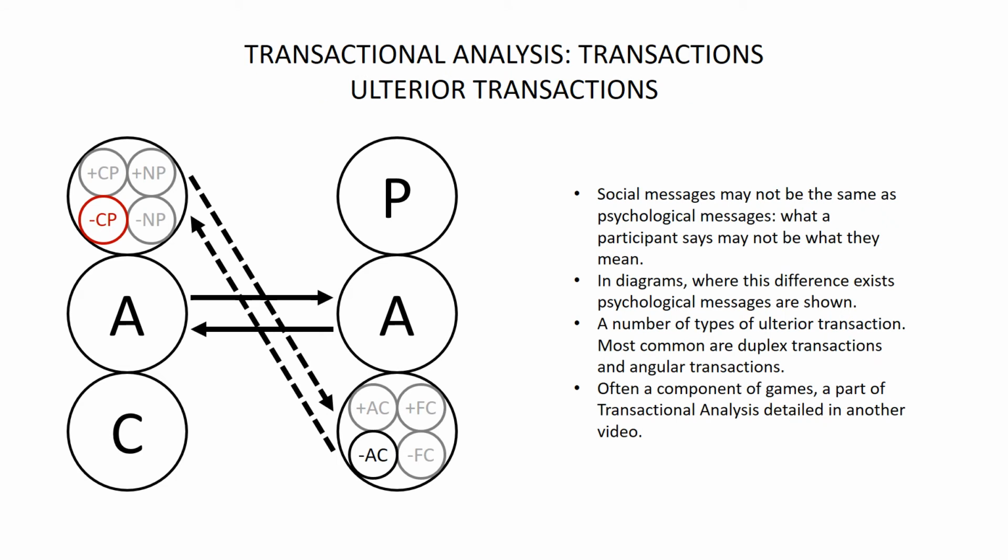Ulterior transactions differ from complementary and cross transactions. In them, the social messages given by participants are not necessarily the same as the psychological messages. What the participants say may not be the same as what they mean. Because of this difference, in diagrams of ulterior transactions, psychological messages are shown where appropriate. There are a number of different types of ulterior transaction, but the two most common are duplex transactions and angular transactions. Ulterior transactions are often a component of games, a part of transactional analysis detailed in another video.